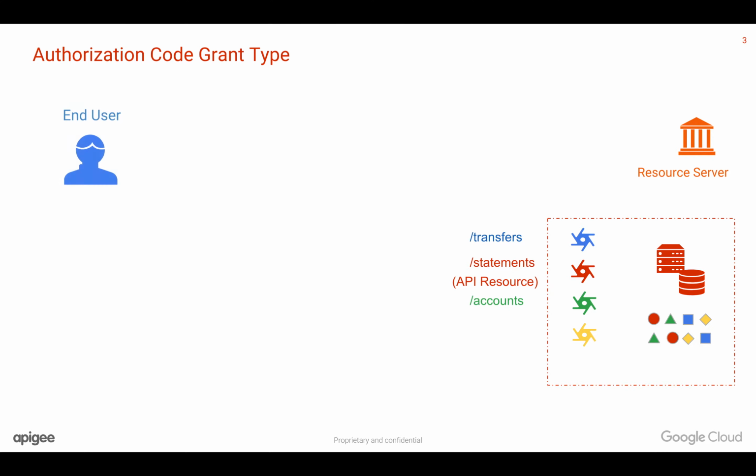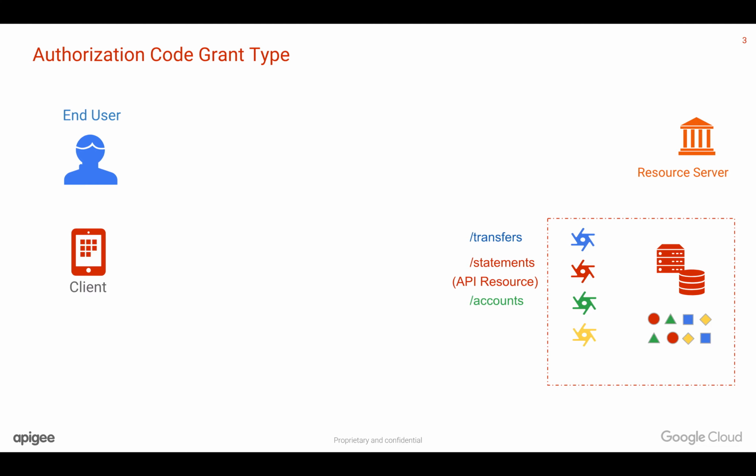Now let's say there is an end user, let's say a bank customer, who is doing transactions with this bank and would like to give access to some of the APIs to a third-party application like an expense tracker application. Let's see how this end user grants access to this particular application trying to access the bank APIs.